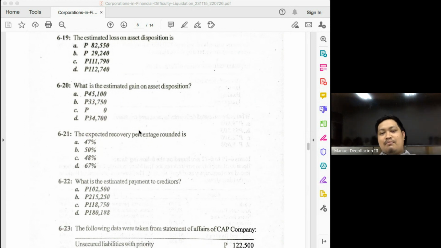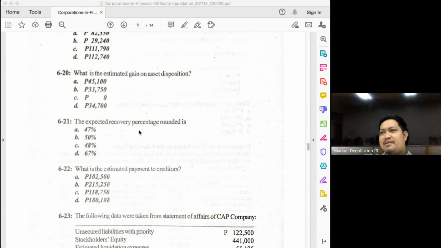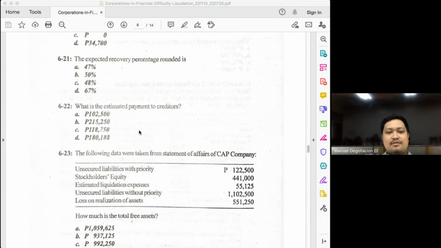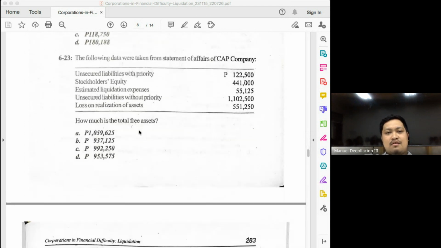So as much as possible, your exam should not have a rounded off percentage. Otherwise, choices should be given. Okay, but do you get my point, class? If you're asked for total payments, then simply your total assets at their realizable value.